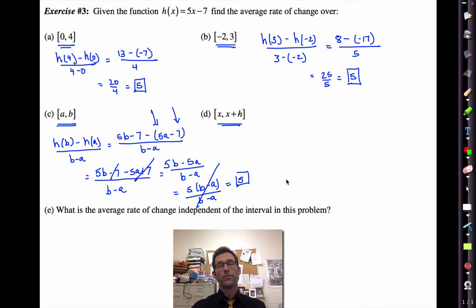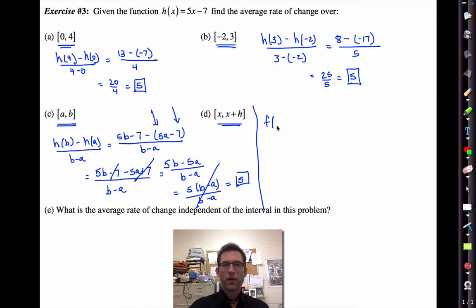And that's super cool, because without even doing letter D, we just figured out that no matter what beginning and ending point we start with on this function, the average rate of change is always 5. So let's do it for letter D, and then we'll talk about letter E.